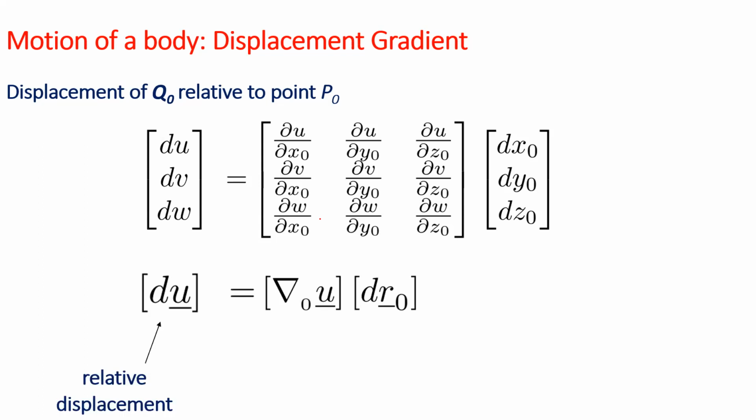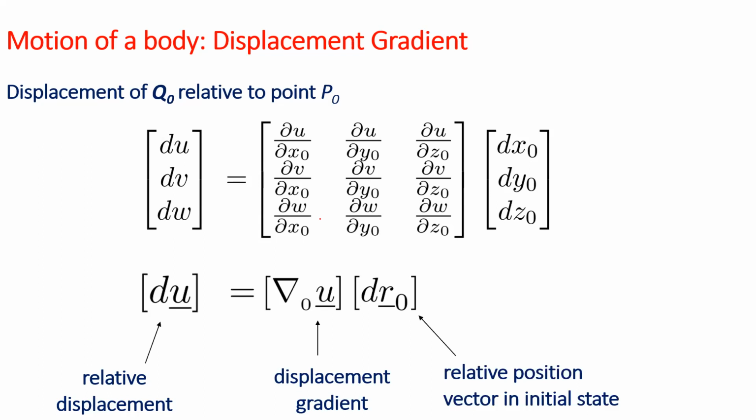What are these? du was nothing but the relative displacement. That's what we started by saying. This is the displacement gradient, and dr is the relative position vector. What was dr0? dr0 was the vector q0 p0. du was the relative displacement of q0 with respect to point p0. So the relative displacements are correlated with the relative position vectors through the displacement gradients.